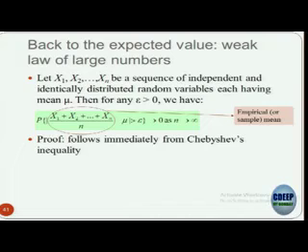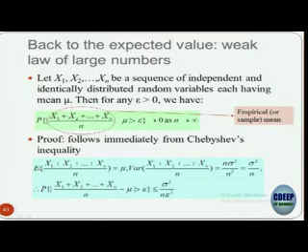The proof follows immediately from Chebyshev's inequality. Here is how. The expectation of (x1 plus x2 plus dot dot dot xn) divided by n is mu. Are you convinced by this statement? Any doubts about this? Remember, (x1 plus x2 plus dot dot dot xn) divided by n is a random variable. It's not a constant. So it makes sense to assign it various statistical properties.